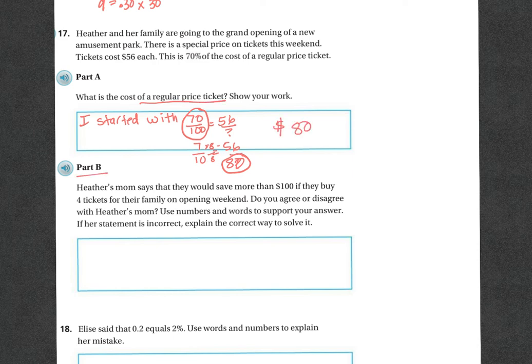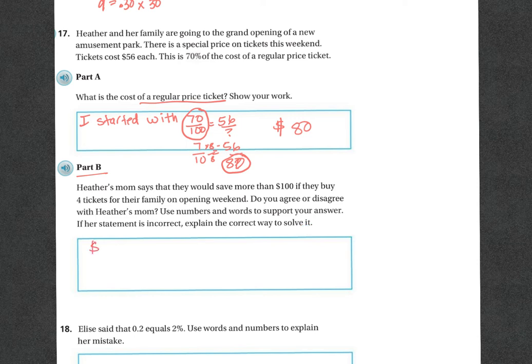Now part B says, Heather's mom says that they would save more than $100 if they bought 4 tickets for their family on opening weekend. Do you agree or disagree with Heather's mom? Use the numbers and words to support your answers. If her statement is incorrect, explain the correct way to solve it. Well, first let's find out.